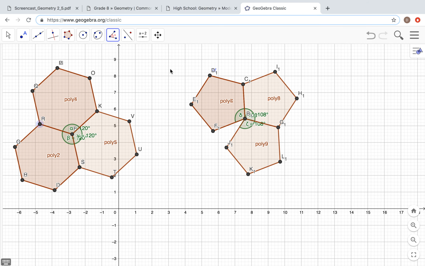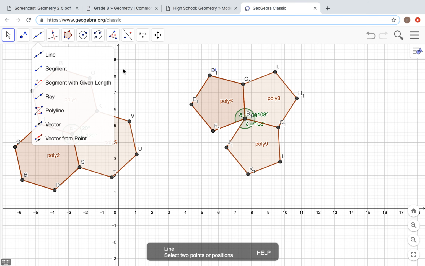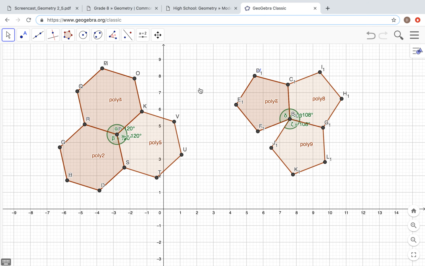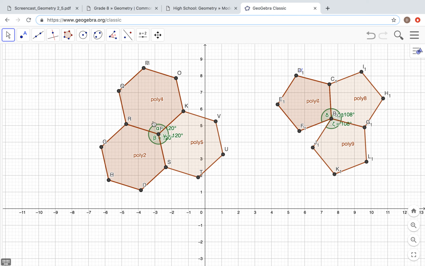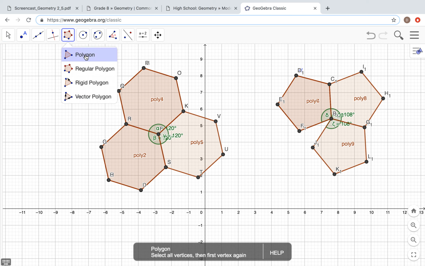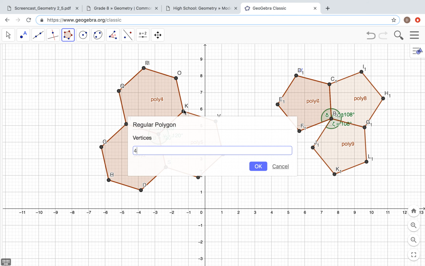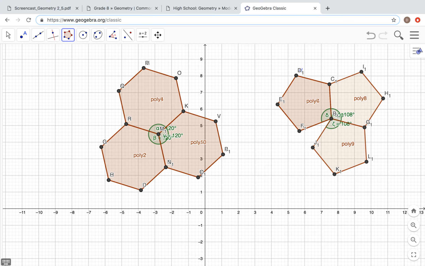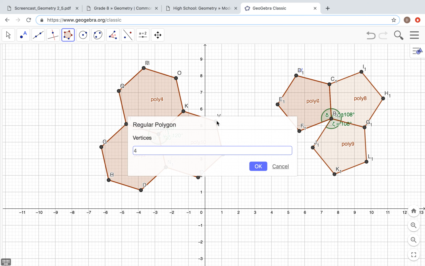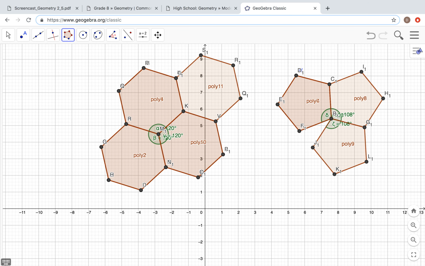So, let's get into the investigation here. As you can see, I have already constructed 3 hexagons that are all connected at one point. And if we were to continue this, for example, create a regular hexagon right here, then you can see how the tessellation would continue on.